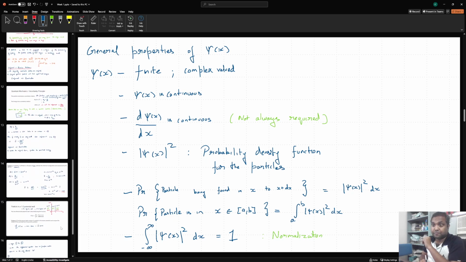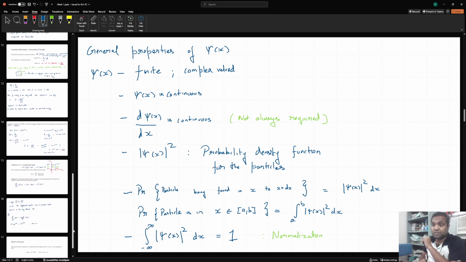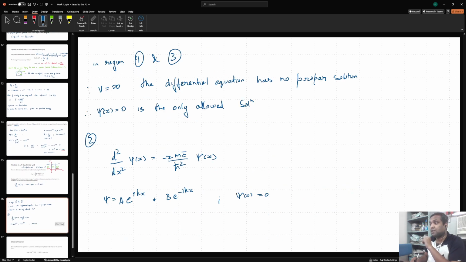And second, psi has to be continuous. So for it to be continuous, of course psi of 0 has to be 0. Now this automatically implies a is equal to minus b, because at x equal to 0 this quantity becomes 1, this quantity becomes 1, so a plus b is equal to 0. For the sake of completeness I will write that, just so people don't get confused. Therefore a is equal to minus b.